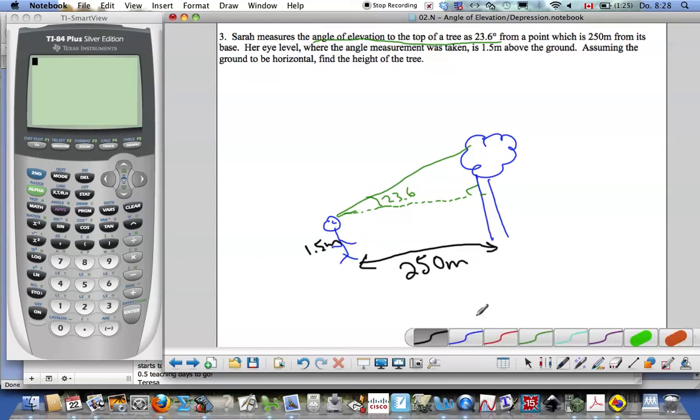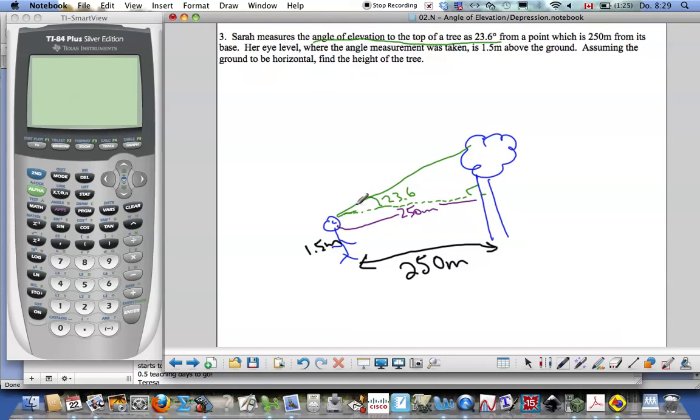Okay, so now we can use what we learned yesterday, SOHCAHTOA. But we need a triangle. This is tricky because it looks like there's a lot of information. We're just going to ignore this 1.5 for now, but we can say if this is 250, this is also 250. That allows us to work with this triangle, and then we're going to find the height of the tree.